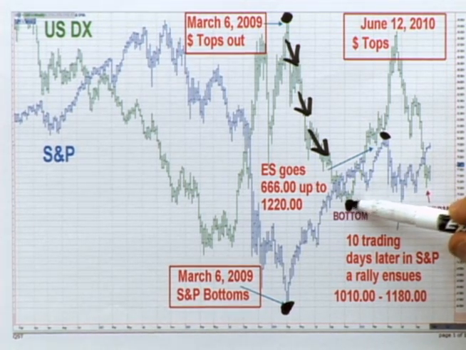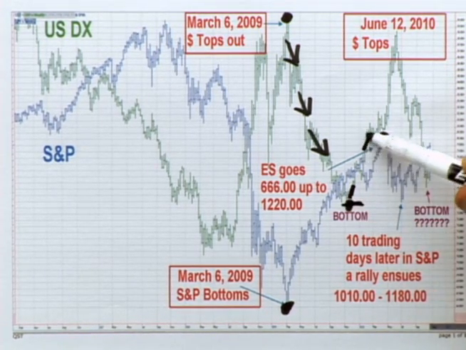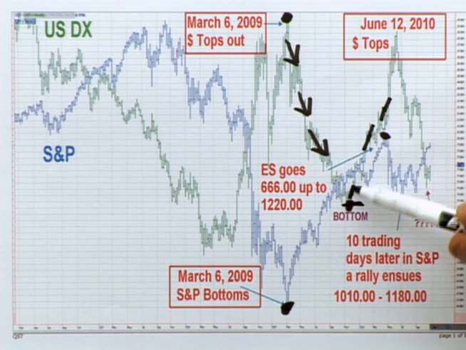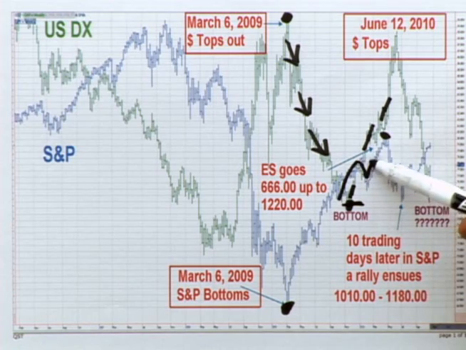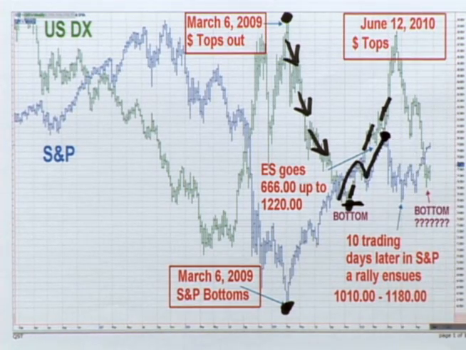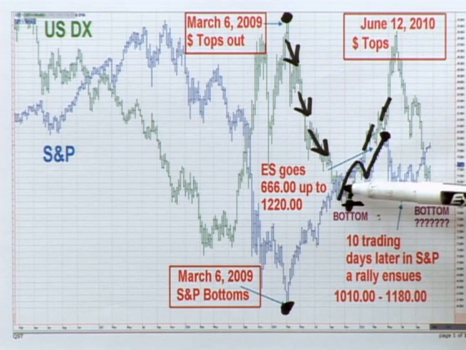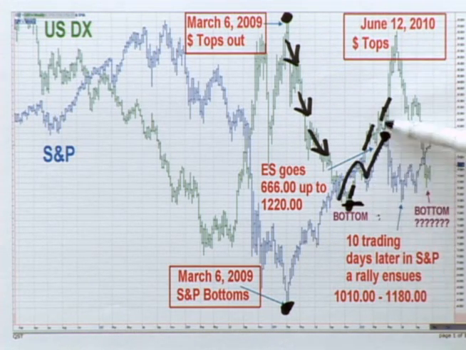Right here, when the dollar bottoms and starts to rally up, up, while it's rallying up, the S&P continues to rally, and rallies for 22 straight weeks. After the dollar first has a decline, then bottoms, the dollar and the S&P rally together for 22 straight weeks. That's what happened between November of 2009 and June of 2010.